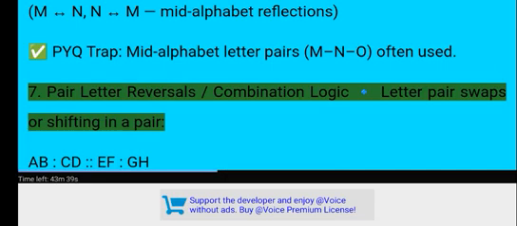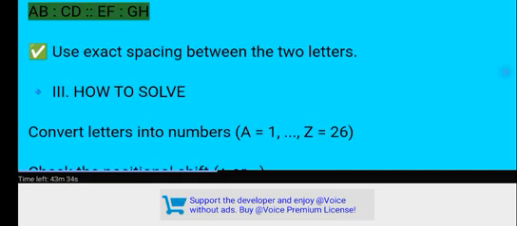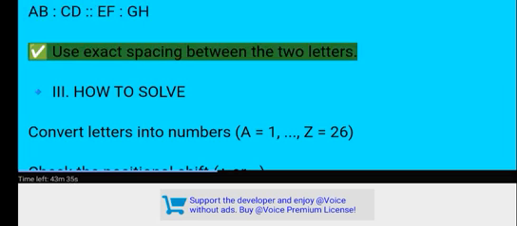7. Pair letter reversals, combination logic: letter pair swaps or shifting in a pair. A, B, C, D, E, F, G, H. Use exact spacing between the two letters.